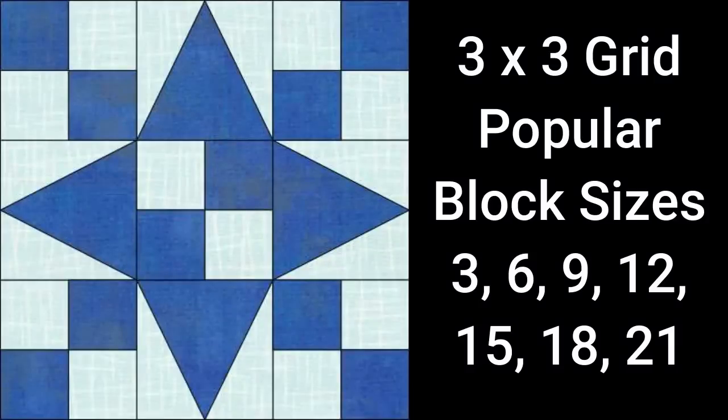We'll be talking about grids and finding the block size using the tools on quiltnotes.com. In our example, this block is a 3x3 grid. Some popular block finished sizes for 3x3 grids are 9-inch, 12-inch, and 15 inches.